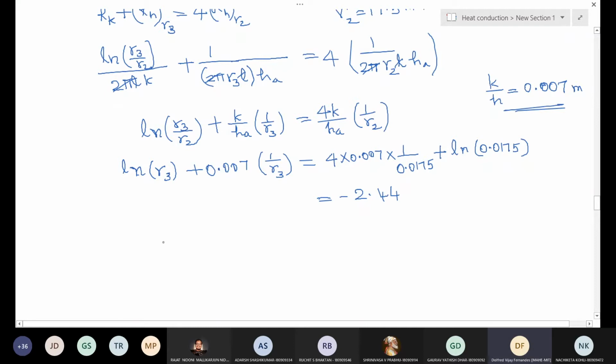So you can write this as R3 multiplied by R3, then ln R3. So this OneNote is giving a lot of trouble for me. 2.44 R3 plus 0.007. Is it correct? Because I'm multiplying the entire equation by R3 and I'm writing this equation, which is a transcendental equation.